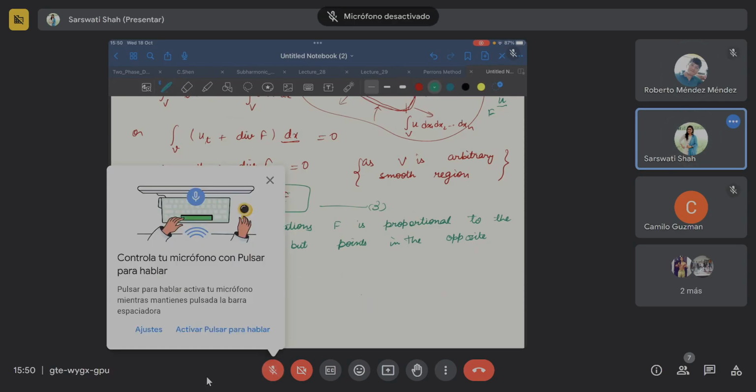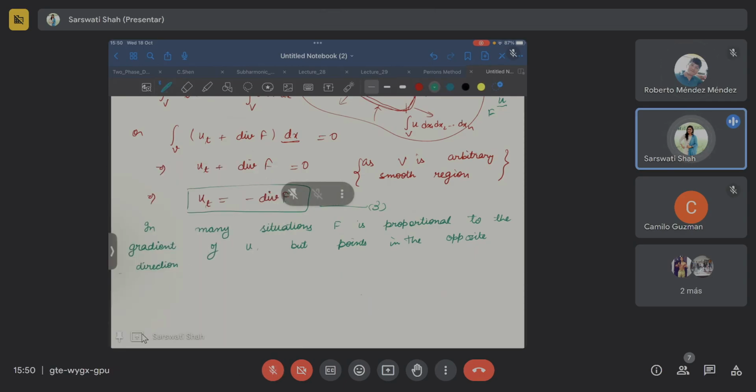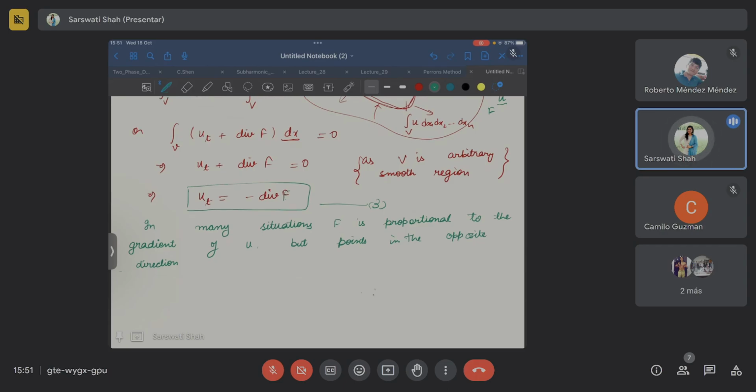Okay. So in many situations f is proportional to the gradient of u, but points in the opposite direction. Again we are taking it in the opposite direction. In this case we are assuming that the flow is from the region of higher to the lower concentration. Like here the temperature was high, and then it was flowing towards where the temperature was low, and then it was trying to bring a saturation state.